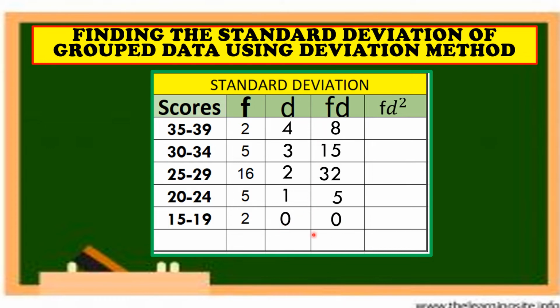Then we'll find summation of fd. That is 8 plus 15 plus 32 plus 5 plus 0. So summation of fd is 60.